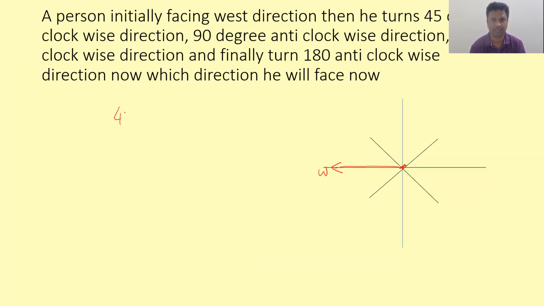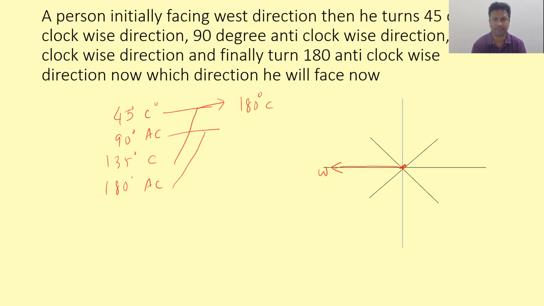First write this: 45 degree clockwise, 90 degree anti-clockwise, 135 clockwise, and then 180 anti-clockwise. Add the clockwise ones first. Adding both clockwise, it is 180 degree. Add the anti-clockwise ones, and the answer is 270 degree. Subtract both, and you will get 90 degree. Which is the higher value of these two? Anti-clockwise has the higher value, correct? 180 is clockwise, 270 is anti-clockwise.